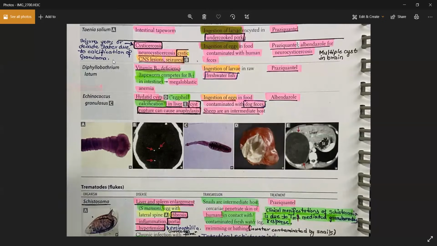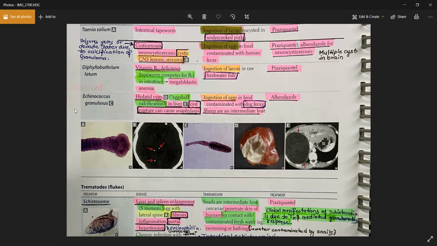Okay, then comes Diphyllobothrium latum, which causes vitamin B12 deficiency, like we already discussed in the vitamin B12 part. Okay, but you need to know that it is acquired by eating fish. So the fish and the vitamin B12 deficiency, megaloblastic anemia. Okay, treatment again the same, praziquantel.